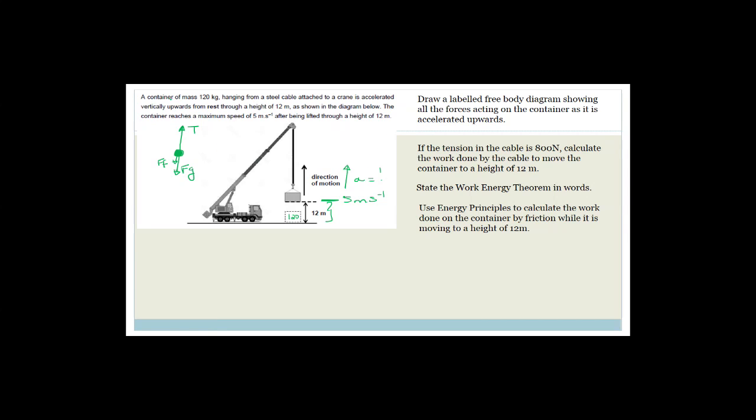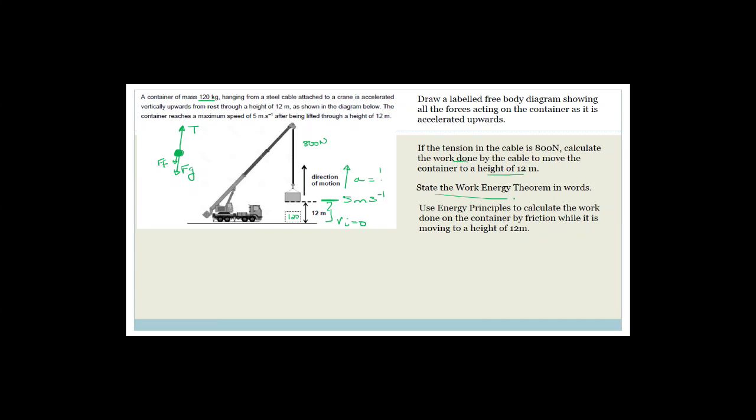Okay, so let's go through this again. We've got a container of mass 120 kilograms hanging from a steel cable attached to the crane, accelerated vertically upwards from rest. Initial velocity is zero. Through a height of 12 meters, as shown in the diagram, the container reaches a maximum speed of 5 meters per second after being lifted through a height of 12. First, it says draw a labeled free body diagram showing all the forces acting on the container to accelerate upwards. Then it says if the tension in the cable is 800 newtons, calculate the work done by the cable to move the container to a height of 12 meters.